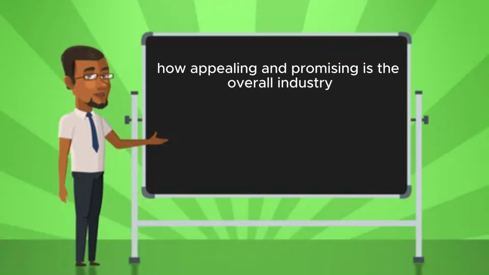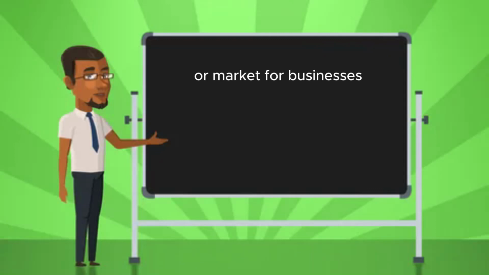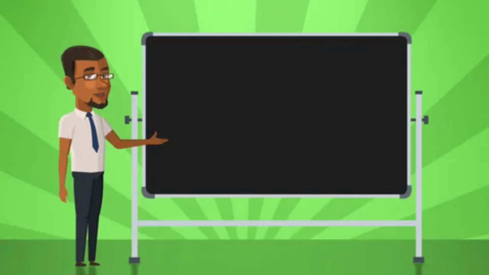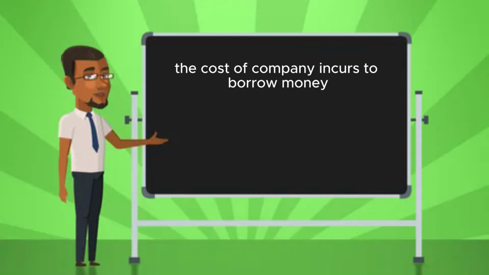How appealing and promising is the overall industry or market for businesses? Competitive advantage. What sets a company apart, giving it an edge over others in the market? Overall cost of capital, cost of debt. The cost a company incurs to borrow money.